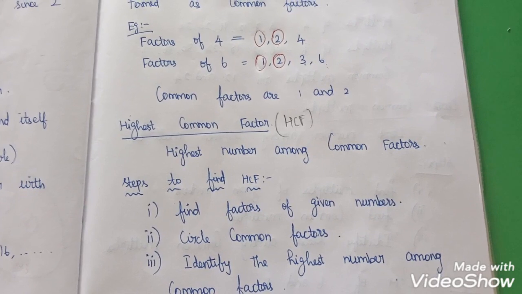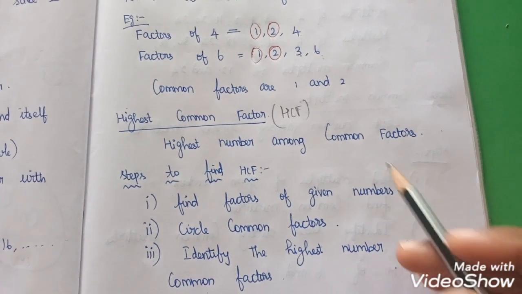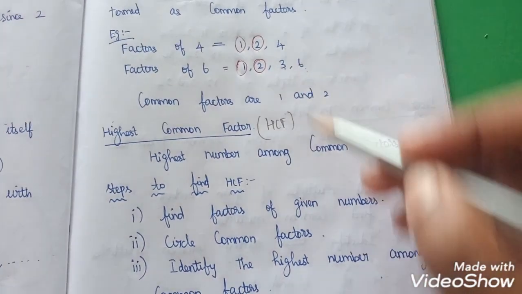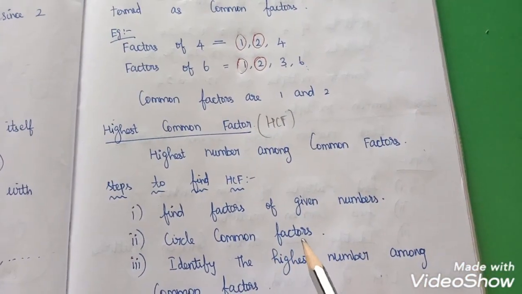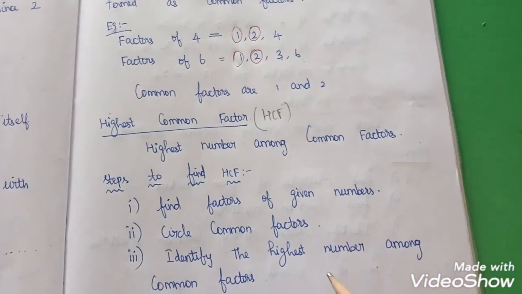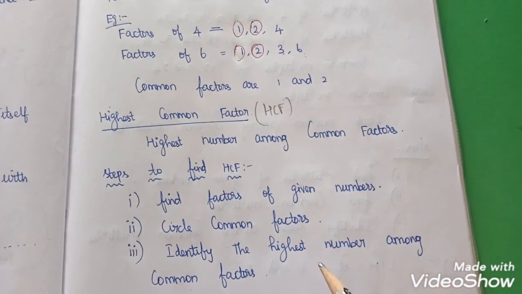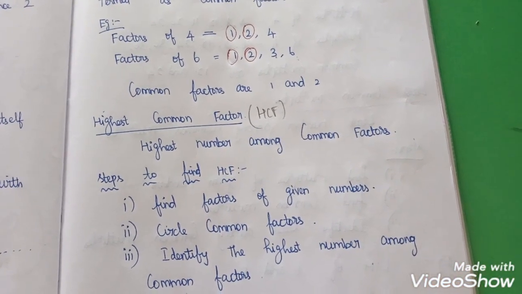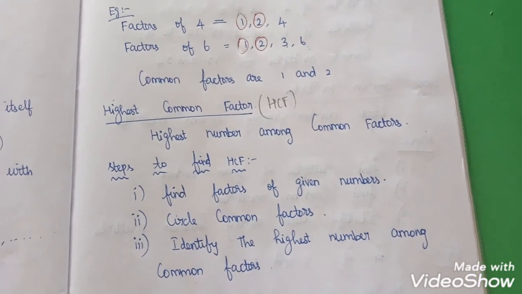And what are the steps? There are 3 major steps. The first one is, you have to find the factors of the given numbers. And the second one, you have to circle the common factors. This is the second step. The third step is to identify the highest among the common factors. So you have to identify the number which is highest in the common factors list.